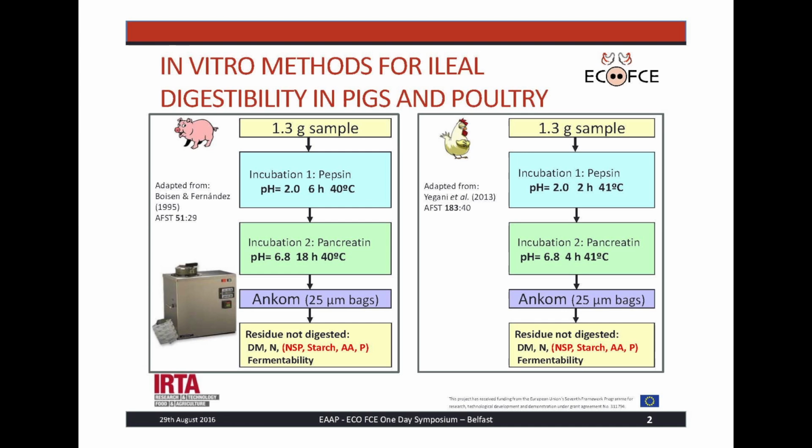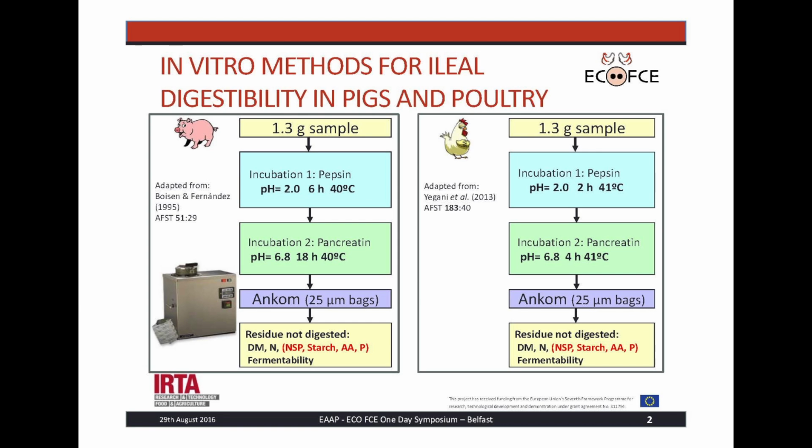We could use up to 20 grams of samples in each incubation time, so we could recover quite a lot of residue and then perform many more analyses. We could analyze for dry matter, nitrogen, NSPs, starch, amino acids, and also conduct fermentability studies on these residues. So what we used is the ileal digestibility method, and we used the pig method as described by Boisen and Fernandez, just scaled to be used in the system.